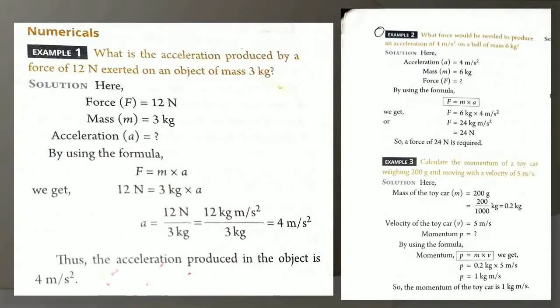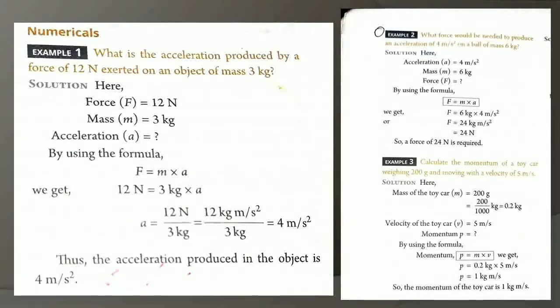So first we will write the values which are given in the question. Mass of the toy car m is equal to 200 gram, and after converting it into kilogram, we get the mass as 0.2 kilogram. Now the velocity of the toy car v is equal to 5 meter per second. Now we have to find the value of the momentum p.